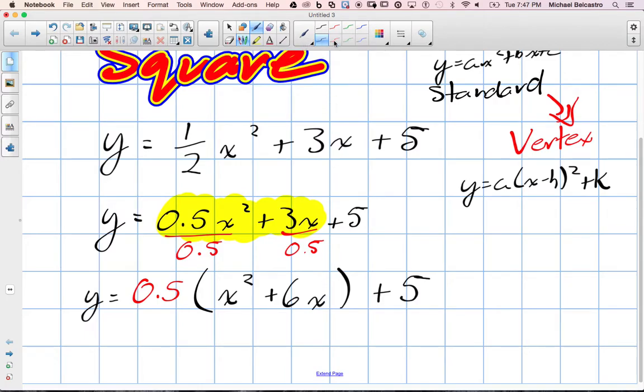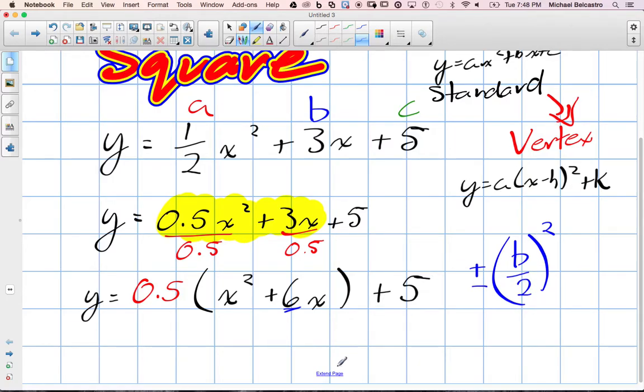The next step is, consider this like the new b value. This was b, and this was c, and this was a in standard form. This is our new b value. There's a little formula you need to put this through. The formula is b divided by 2 squared, plus or minus, because you are going to use the positive and negative value of that.